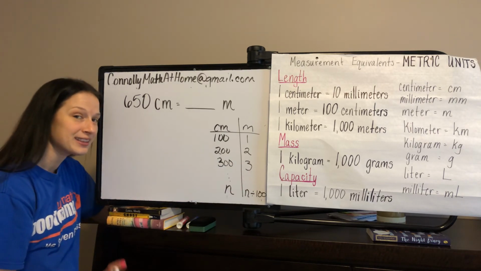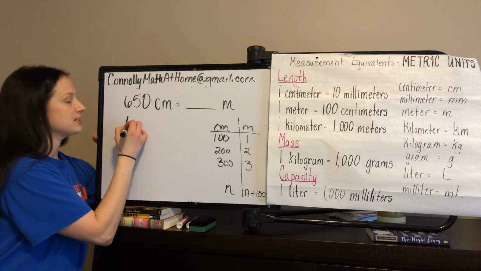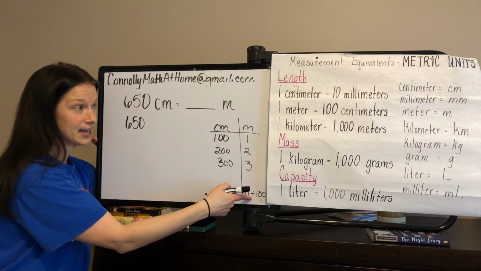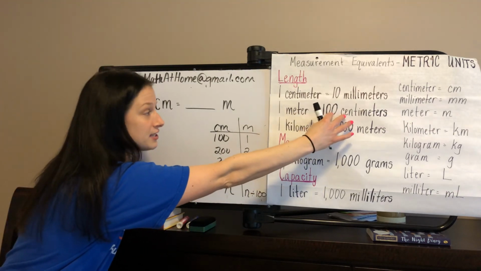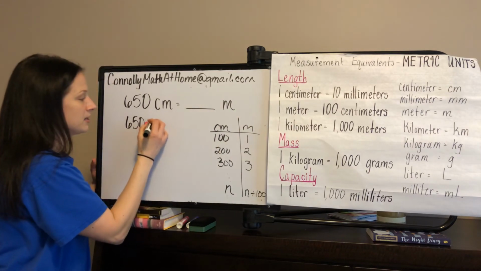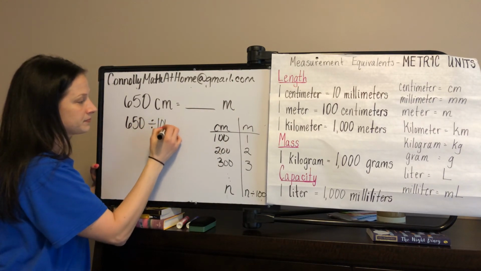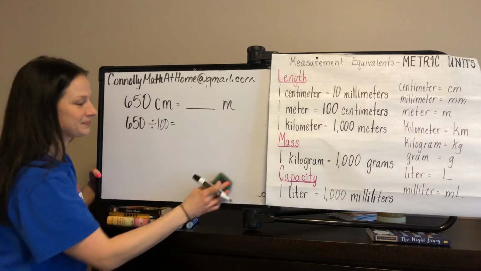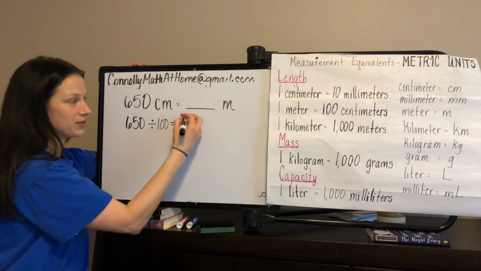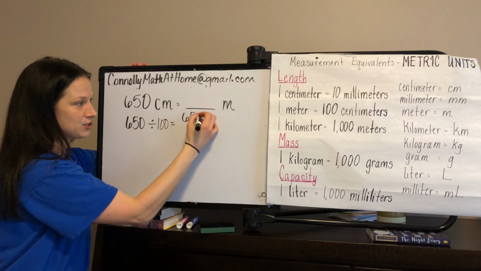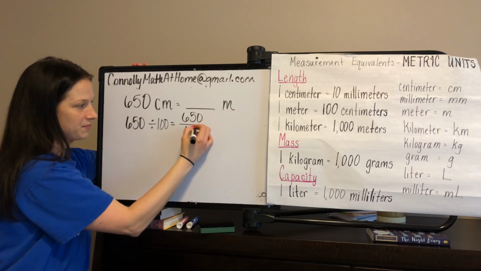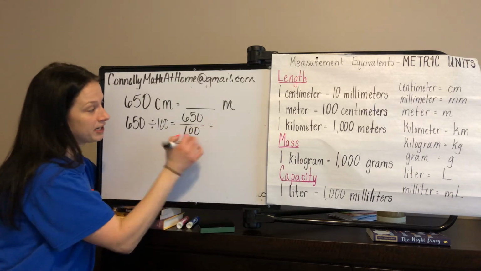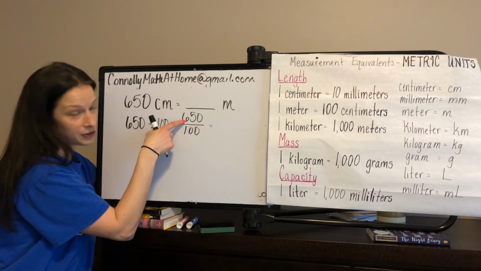So let's look at this a couple different ways. We have 650 centimeters. I need to divide it by 100 because I decided that's how I'm going to get from the number of centimeters to the number of meters. So I divide by 100. And a couple things can happen right now. We know that the fraction bar represents division, so we have 650 divided by 100, which you know is an improper fraction. So how many whole groups of 100 fit in 650?